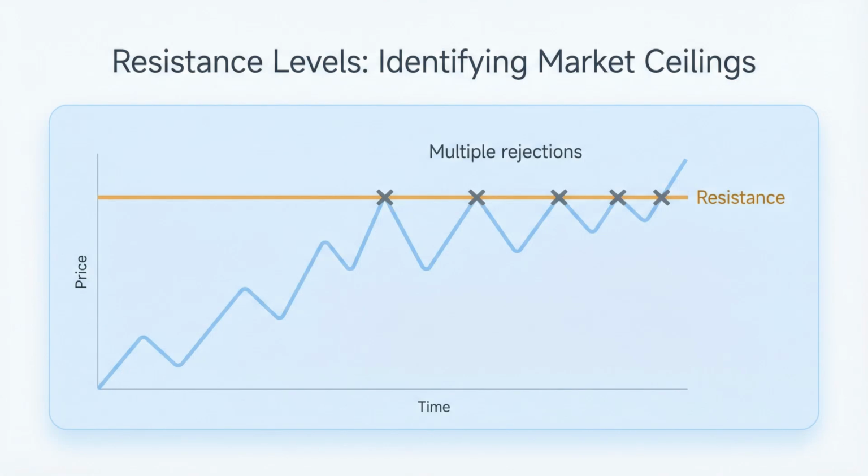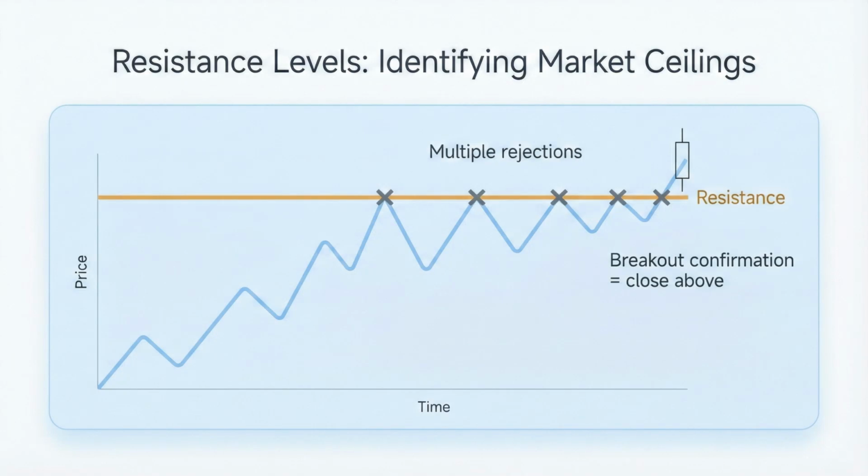A major observation in the current scenario described is repeated rejection at the previous resistance level. The level that acted as resistance earlier continues to reject price multiple times. Technically, this reinforces that the level is meaningful. Market participants are reacting there repeatedly. For a trader, that can be both a warning and an opportunity. A warning because price hasn't broken it yet, and an opportunity because a clean break above a well-tested resistance can sometimes lead to a stronger move.